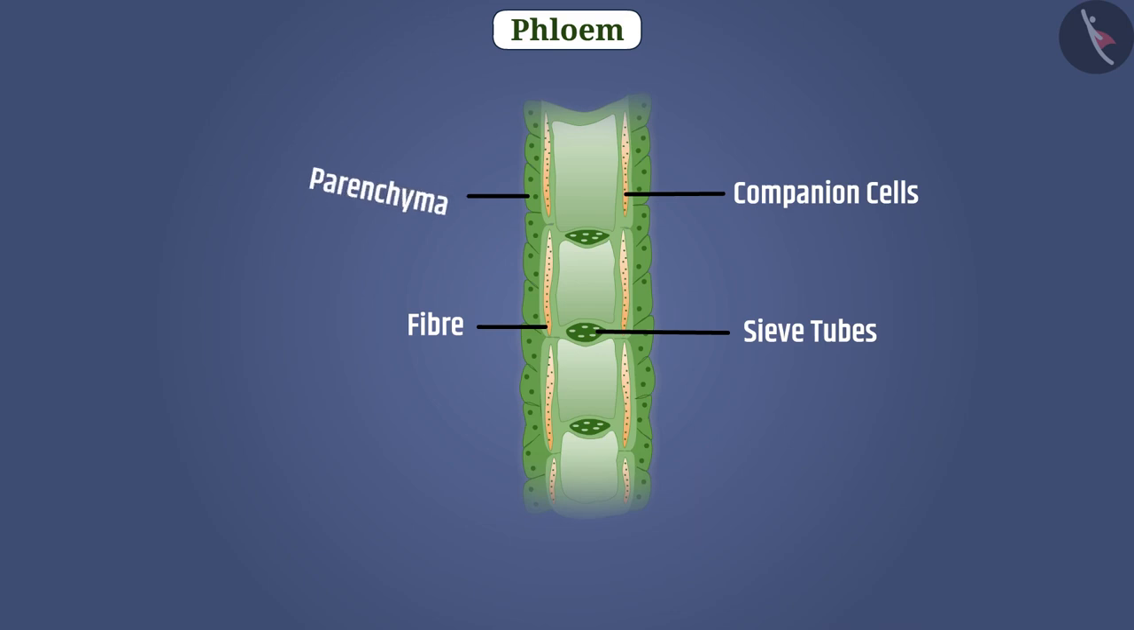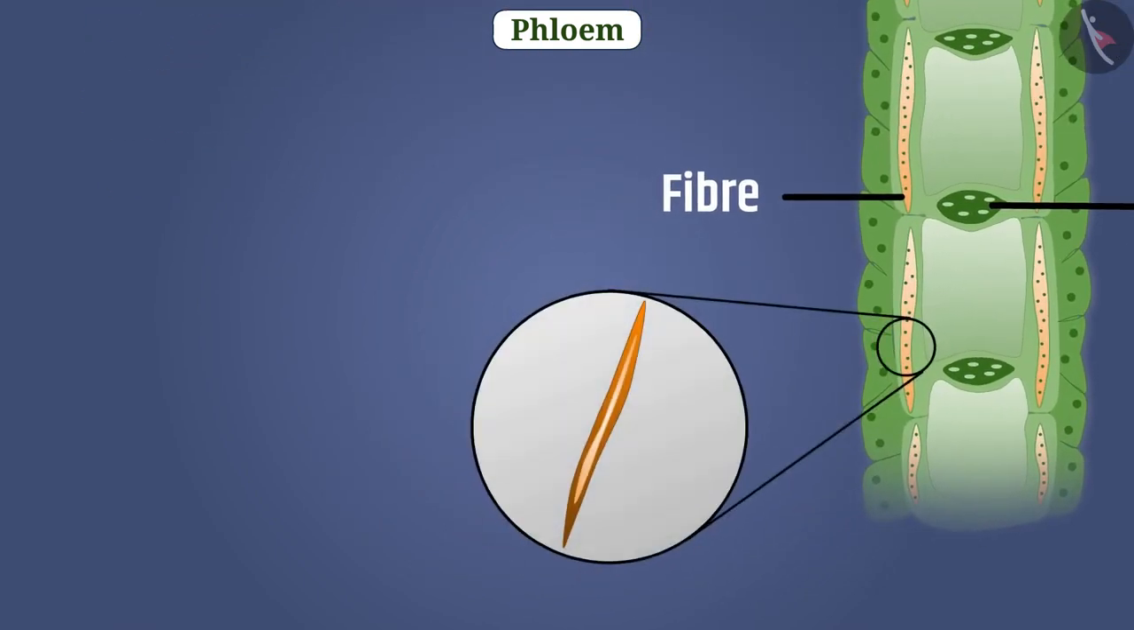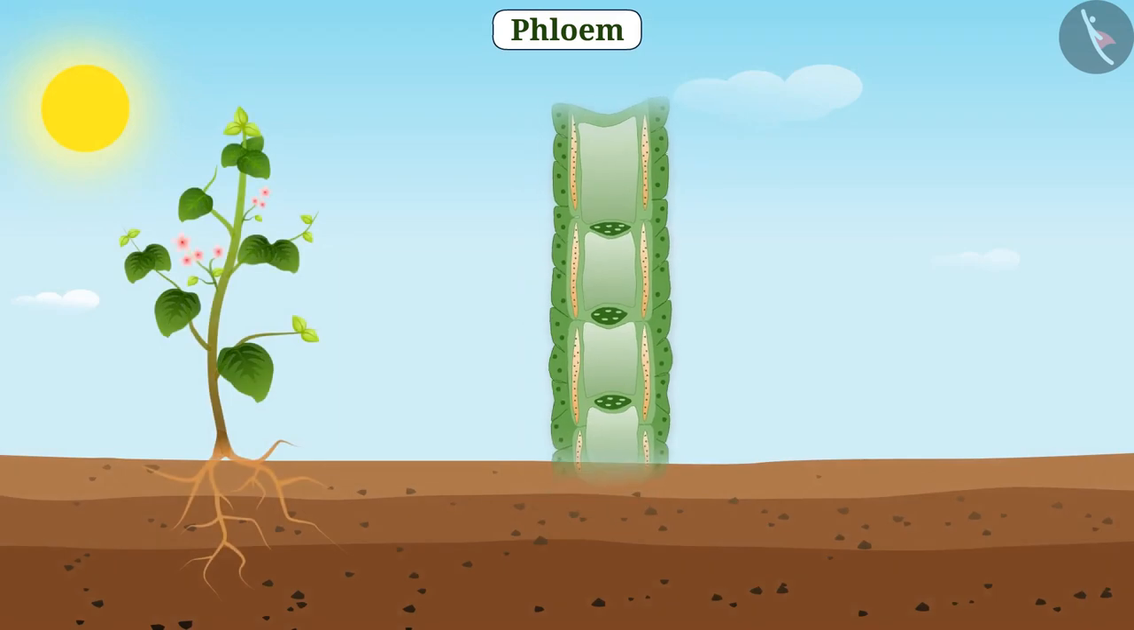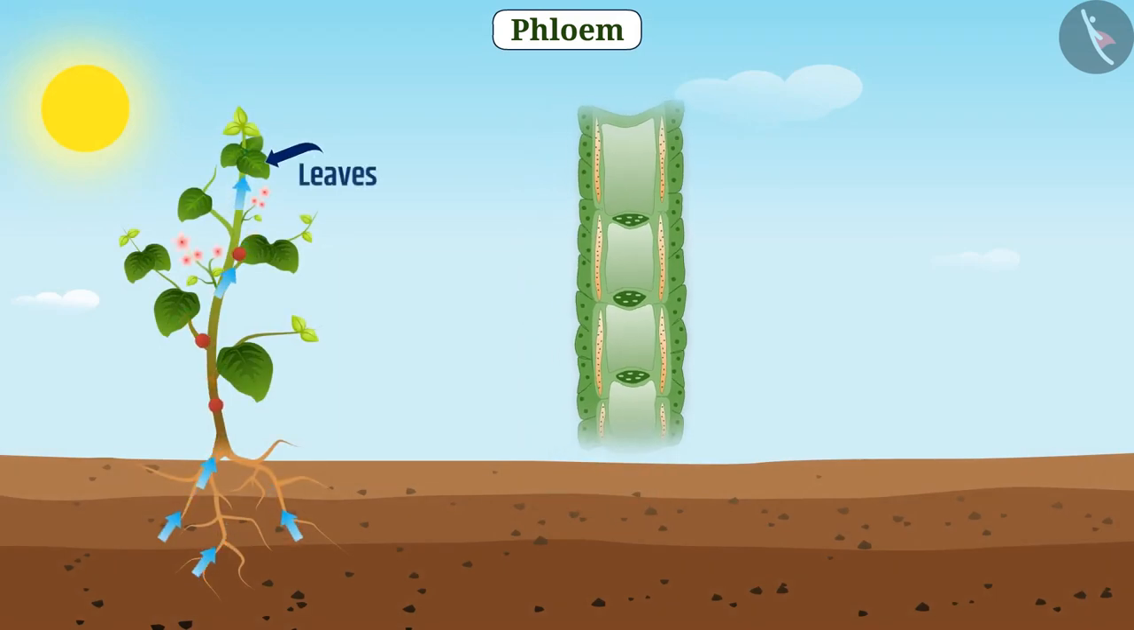The wall of phloem parenchyma is made up of cellulose that stores food. The wall of phloem fiber is thick. They are long, unbranched, and have needle-like pointed ends. That's why these are also called bast fibers. The phloem transports the food formed in the leaves to different parts of plants. That is, the phloem transports food in both upward and downward directions.